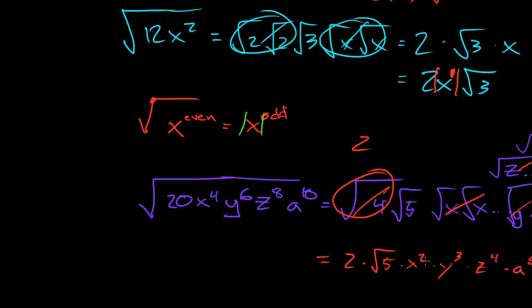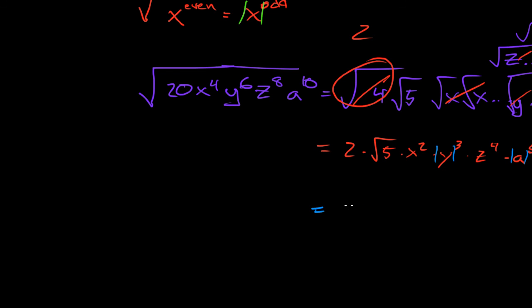Okay, some of these variables went from even inside to odd. Let's see which ones they were. Y was to the 6th in the radical, and now it's to the third power outside. And a was to the 10th, and now it's to the 5th. So to write the expression, I'm going to simplify this finally as 2 x squared z to the fourth times the absolute value of y to the third a to the fifth times the square root of 5.